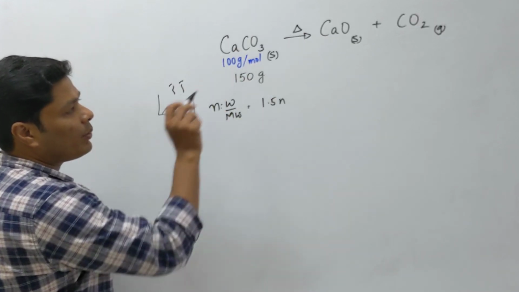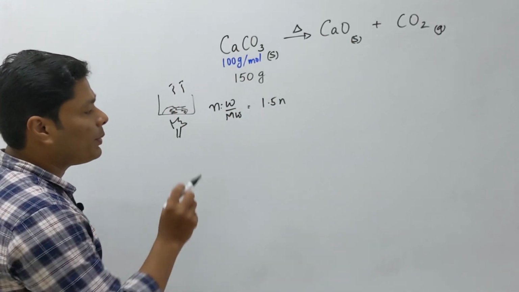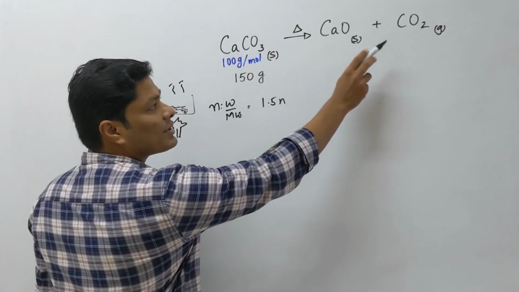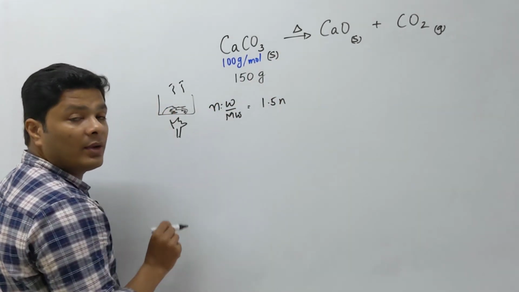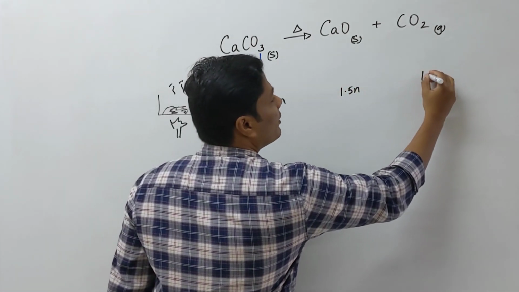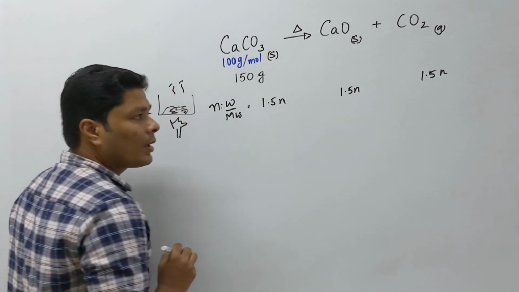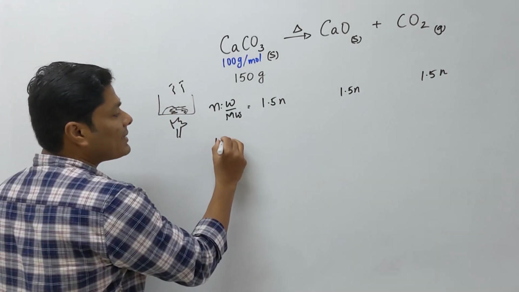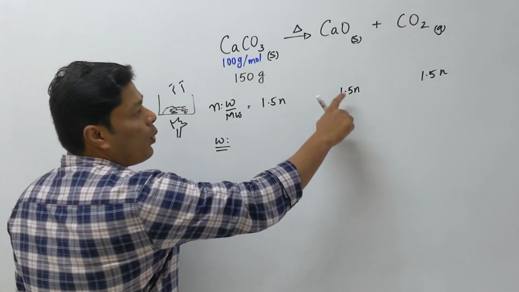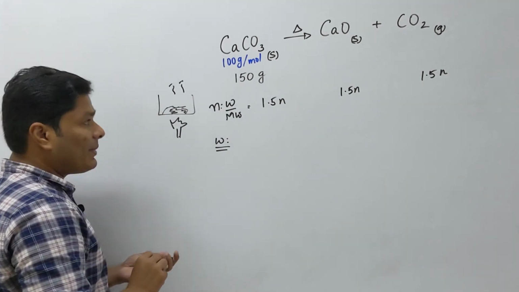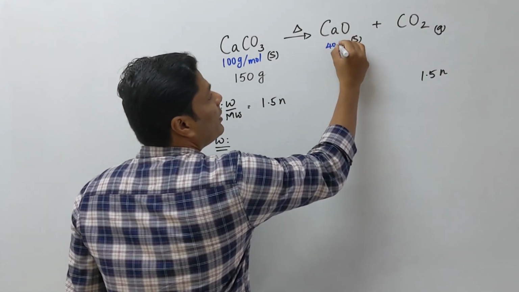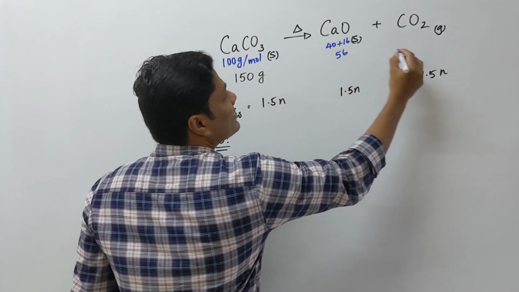Now next I check my equation. Is it balanced? Yes, it is balanced. So if I heat 1 mole of calcium carbonate, I get 1 mole of calcium oxide and 1 mole of CO2. So if I heat 1.5 moles, I should get 1.5 moles of this and 1.5 moles of this. Fair enough. Now what is the mass of my products? Now let's look into the molar masses. Molar mass of this is 40 plus 16, 56. This is 44.